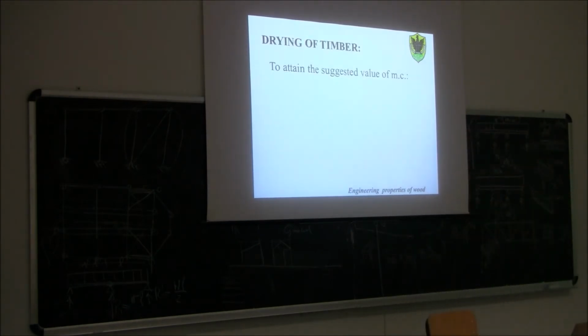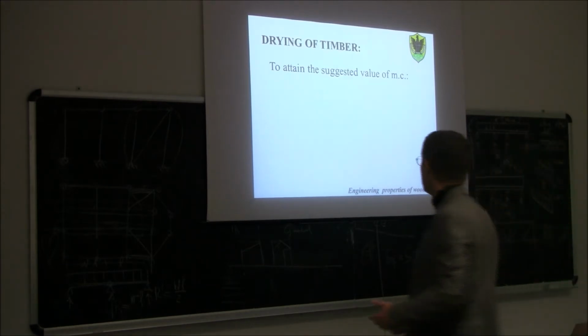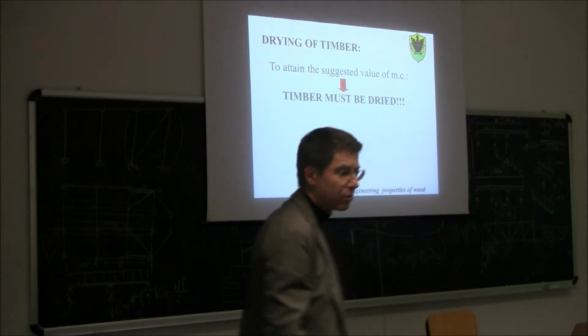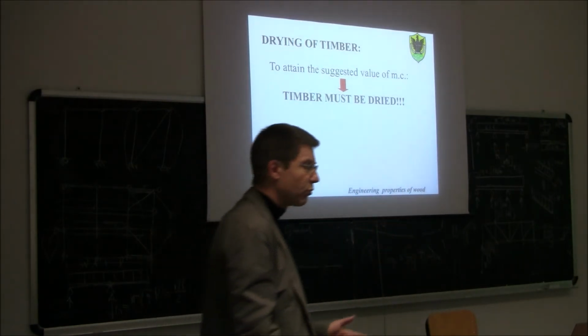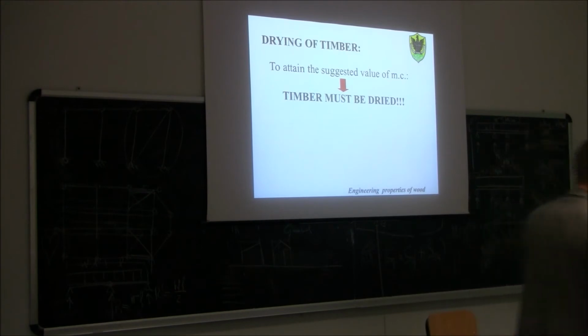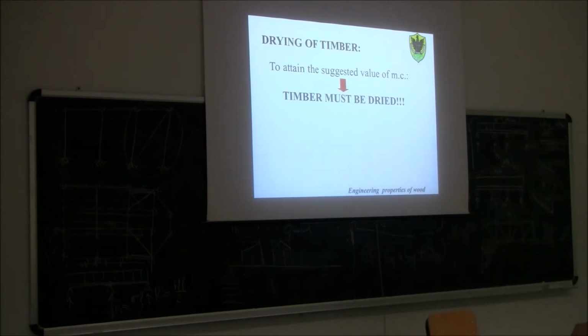So the idea is that, for example, we are designing a certain type of structure for which we have a target value of our equilibrium moisture content of 12%. We know that the wood, once it is cut from the tree, will be at 30% or even more. So what we have to do is dry the wood, the timber. We have to reduce the moisture content as close as possible to the final target value of the equilibrium moisture content. How can we dry wood?